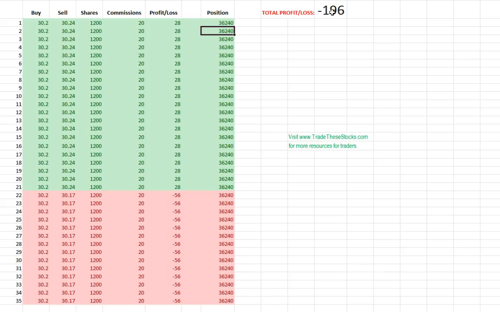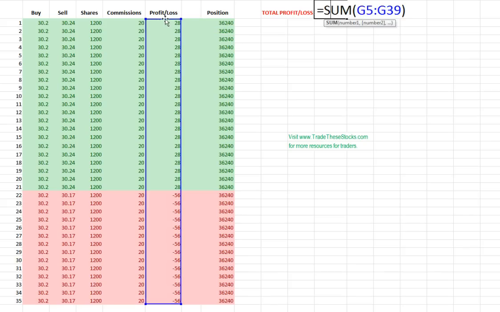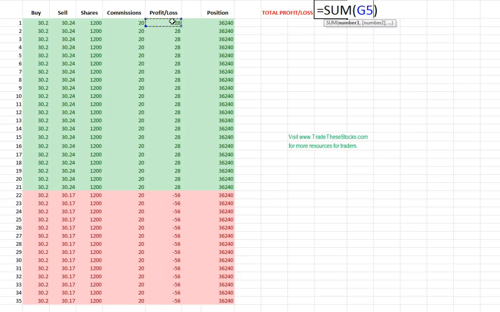Your total profit or loss, as we can see here, is the sum of all these profit and loss cells. It's the whole entire column, a range between this cell and that cell. So basically you just select everything and hit enter, and that tells you how much you are gaining or losing. Now this particular person is down by almost $200 on the month.